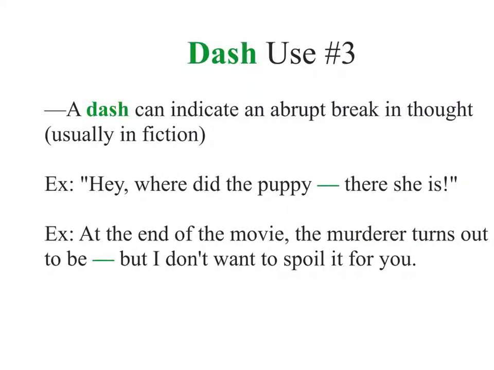And the third use, usually you find this only in fiction when characters are speaking, but a dash can indicate an abrupt break in thought. So, first example, hey, where did the puppy... There she is! It indicates that whatever this thought was, it's breaking now because we have new information. And the second example, at the end of the movie, the murderer turns out to be... But I don't want to spoil it for you. Again, it indicates an interruption in the original thought and then the beginning of a new thought.